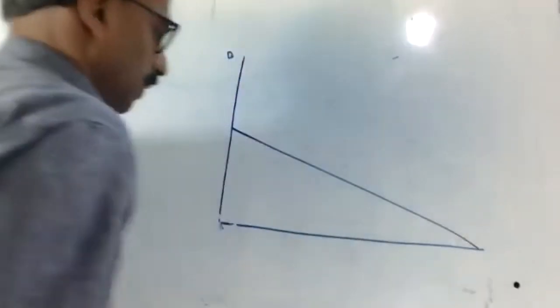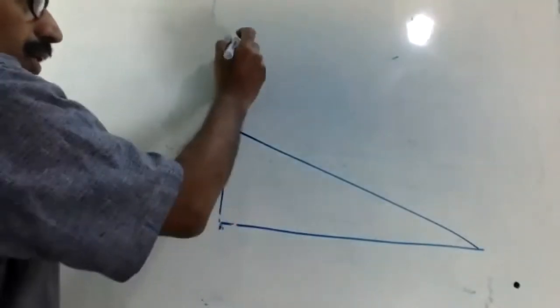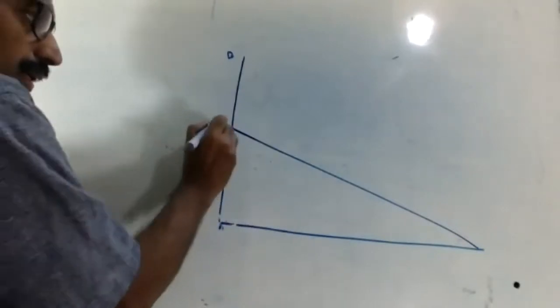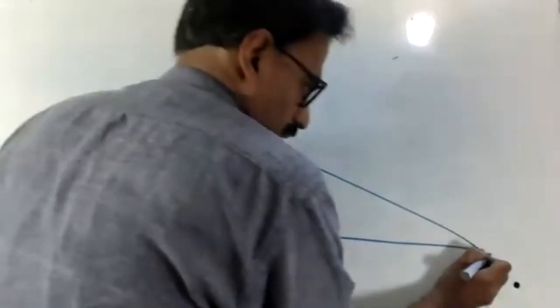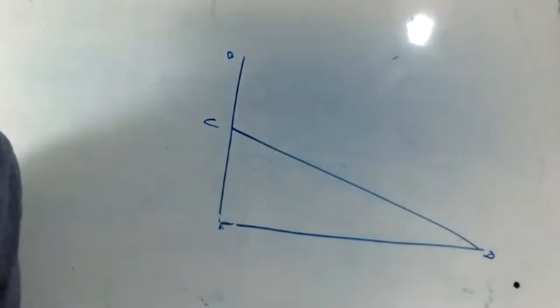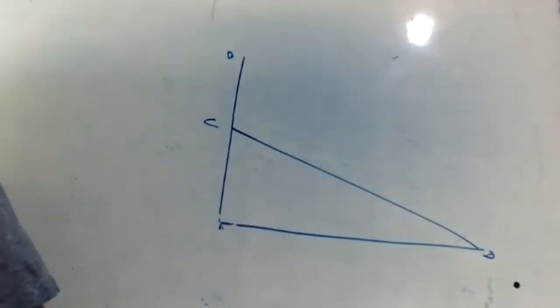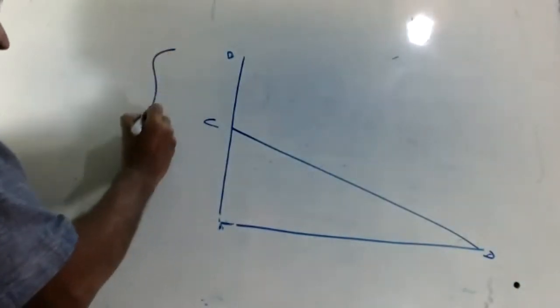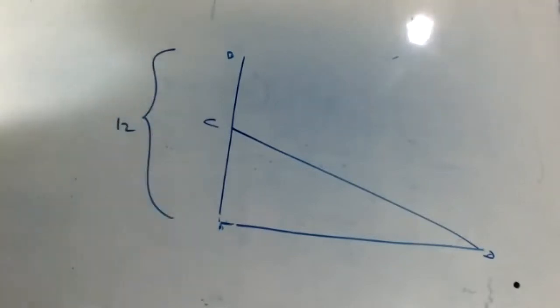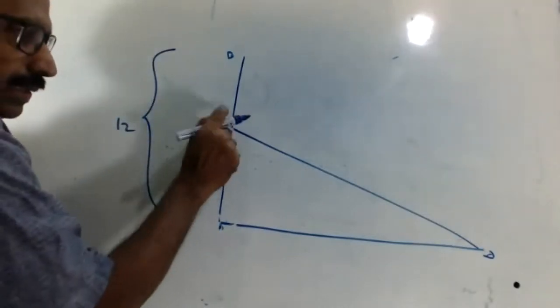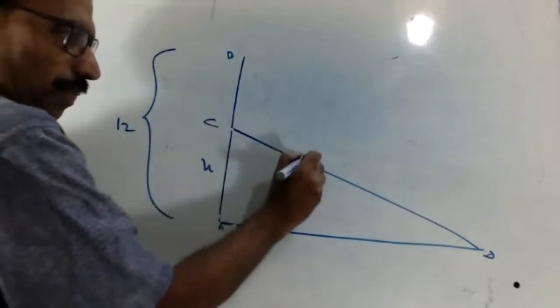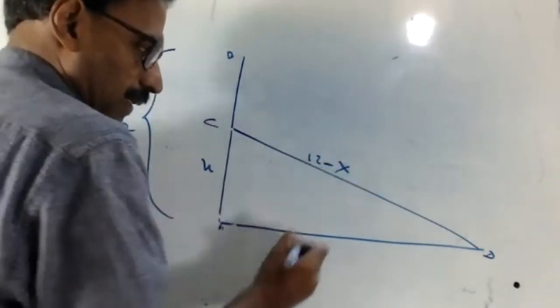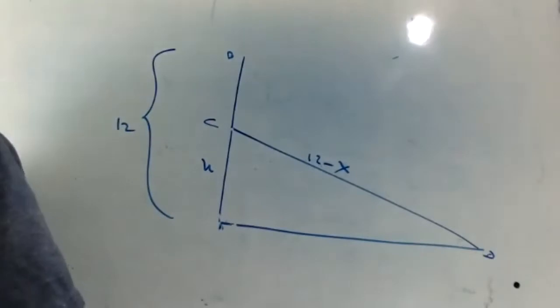The tree, A, B, the original tree, broken at C, reaches here. Okay. The height of tree what? The height of tree was 12 meter. This height was 12 meter. Suppose it is broken at X here. This X. So this will be 12 minus X. Angle how much?